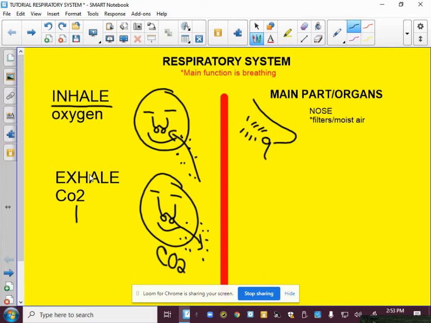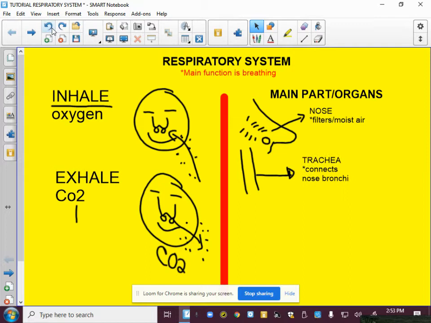Next, we have the windpipe. So we're going to draw the windpipe coming from the nose. And it has a fancy science name. The windpipe is called the trachea. And the main function of the trachea is that it connects the nose to the bronchi. So it connects the nose to the bronchi, and we'll get to the bronchi next.